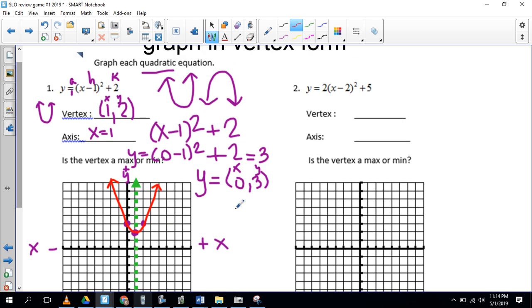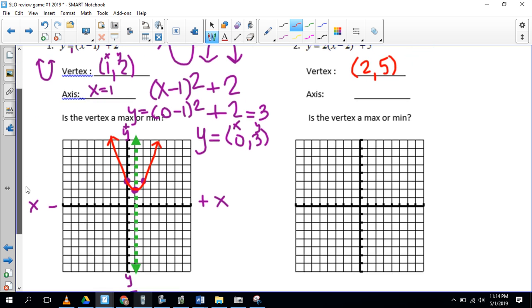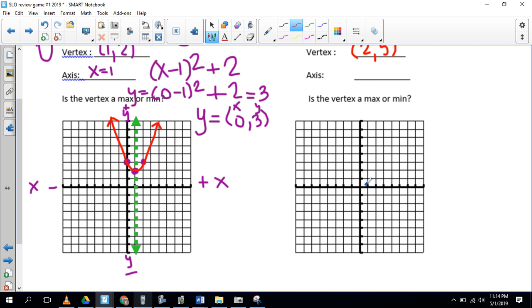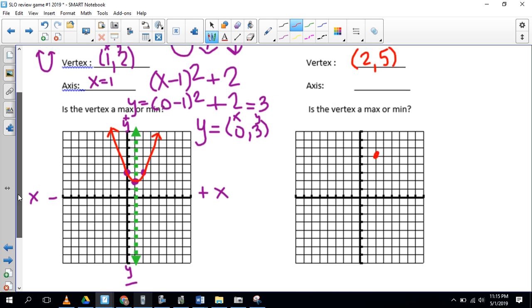So let me try this one. So I'm going to label my A, my H, and my K. So I know my graph is going to be opening up because A is positive. Okay? So my vertex, remember, we got to change our H. It becomes positive 2, and my K is 5. So I'm going to graph my vertex of 2, 5. So that means we're going to go right 2, up 5. 1, 2, 3, 4, 5. Here's my vertex. And remember, my axis of symmetry is basically my x of my vertex.